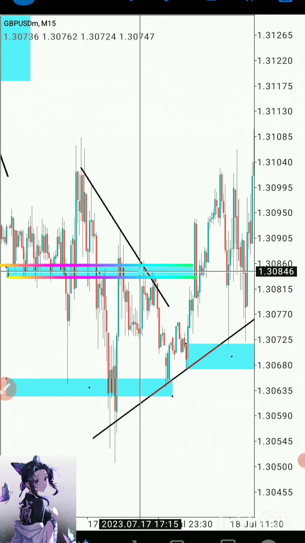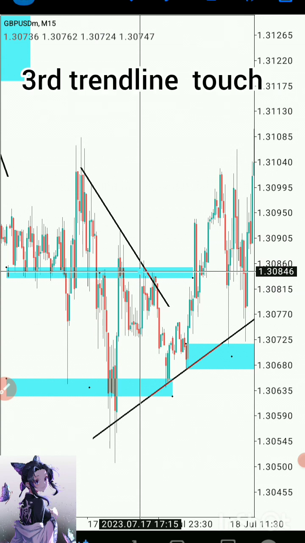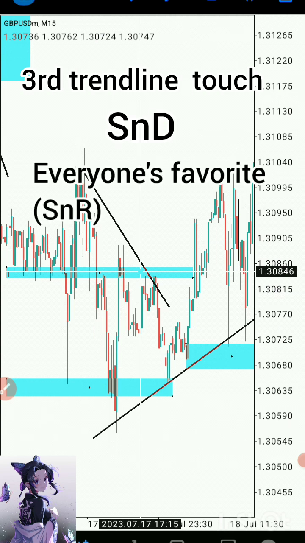Okay guys, now I hope you understand how this strategy works. You just need to find a trend line which is also on the same level as a supply or a demand, or you can use support and resistance.